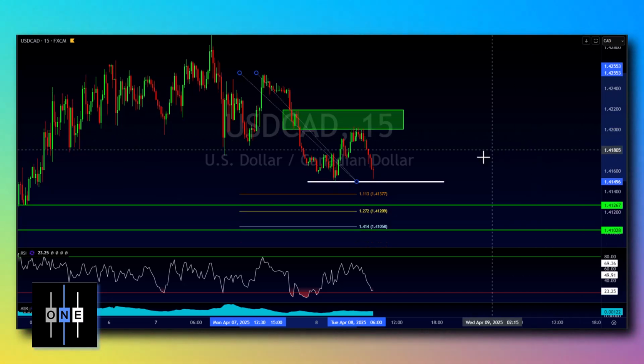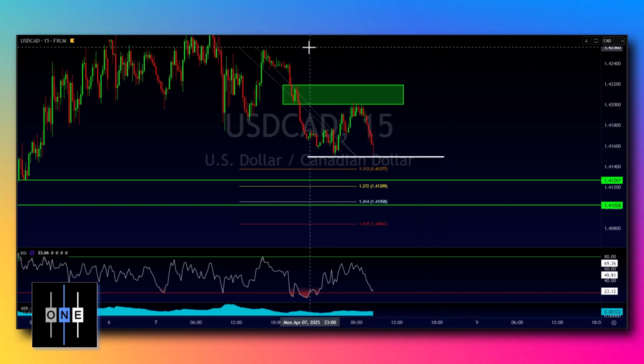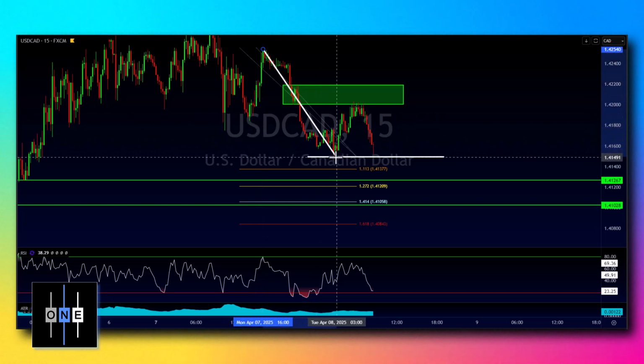What else can I use to help measure and project targets? I don't want to do all the work for you. What else can I use here? Yep, AB equals CD. Well done, Sean. Yep. So Fibonacci, AB equals CD pattern, right? Equal measure move, so swing high to swing low.